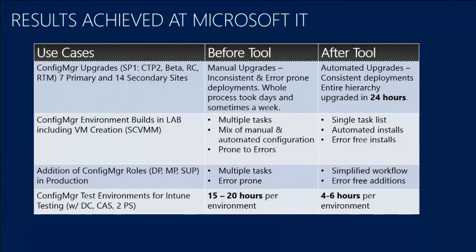We have upgraded our hierarchy, as you can see, like we're in CDP2, Beta, RC, and RTM. So these many cycles have gone through for upgrade in our hierarchy. And we used automation, the cuttlefish automation process for that. Every time when we used it in the past for upgrade, it used to take a few days to get this server upgraded, hierarchy upgraded. But with this tool, with this automation process, the hierarchy was upgraded within 24 hours. So the downtime was cut down tremendously, and then we could achieve some great results out of this.